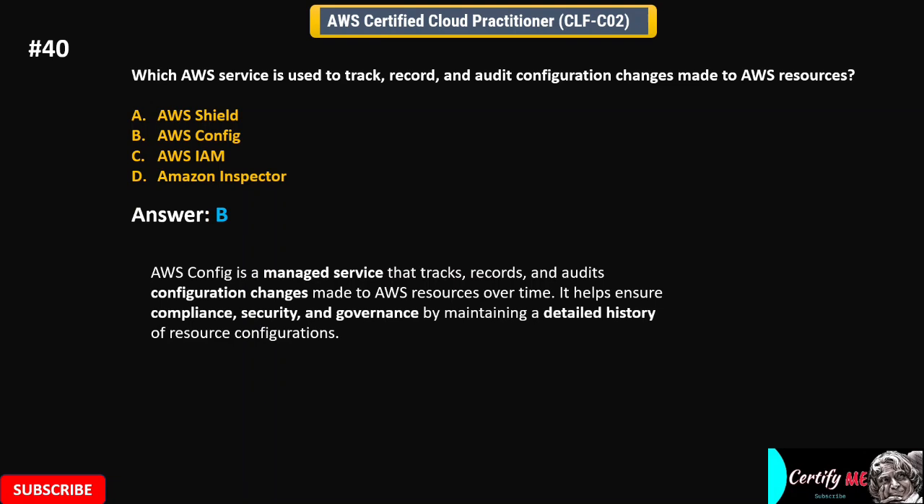AWS Config is a managed service that tracks, records, and audits configuration changes made to AWS resources over time. It helps ensure compliance, security, and governance by maintaining a detailed history of resource configurations.